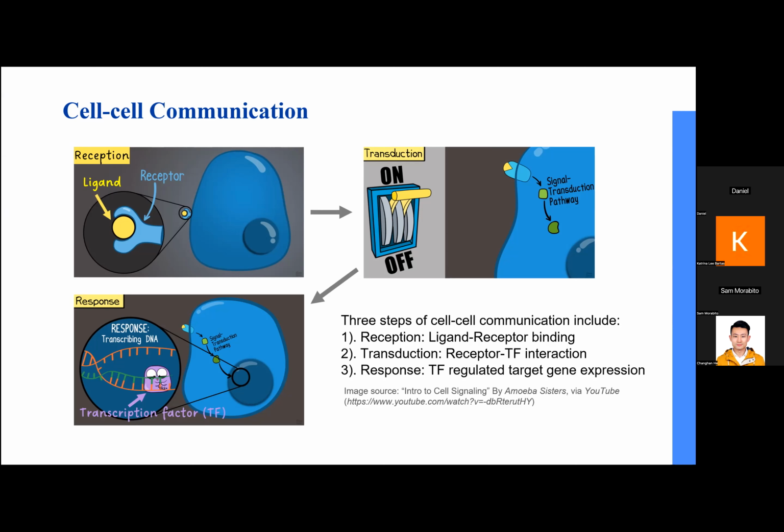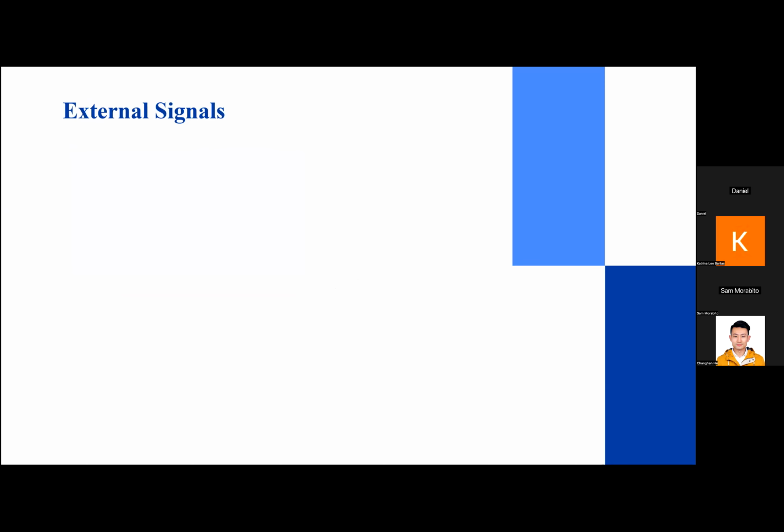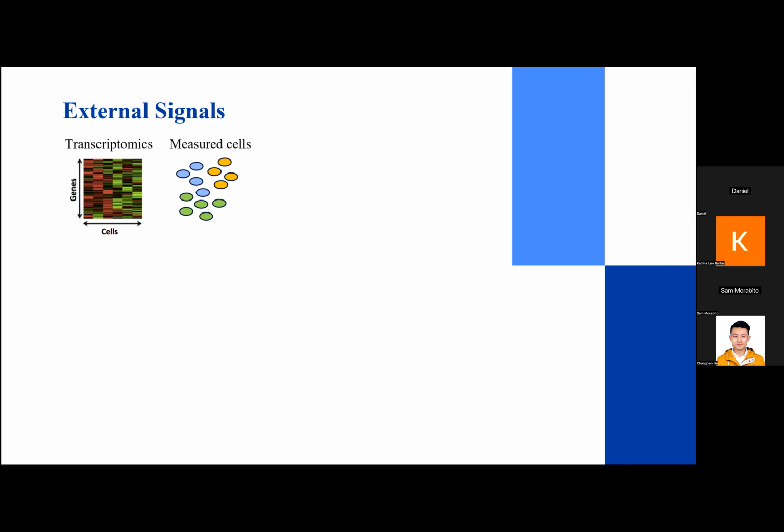So what are external signals? Usually we look into measured cells: we take some cells in the lab, do the sequencing, and get the transcriptomics. We have many computational methods that can analyze this data and infer the cell-cell communication within these measured cells.